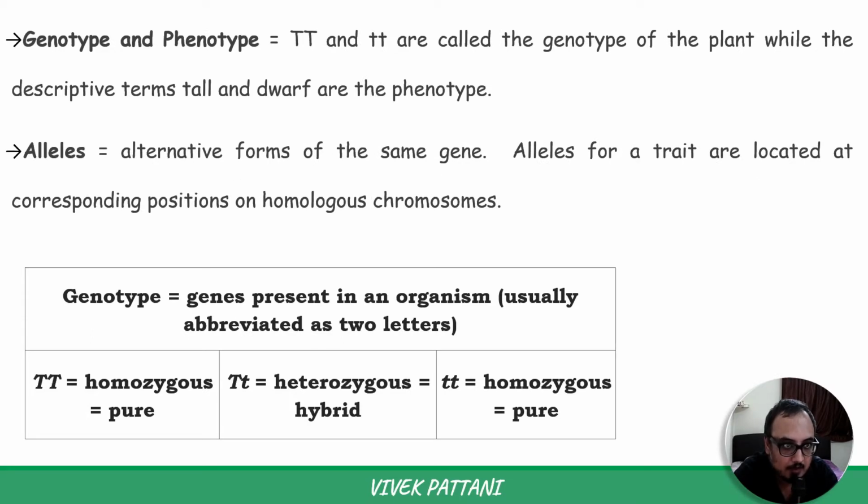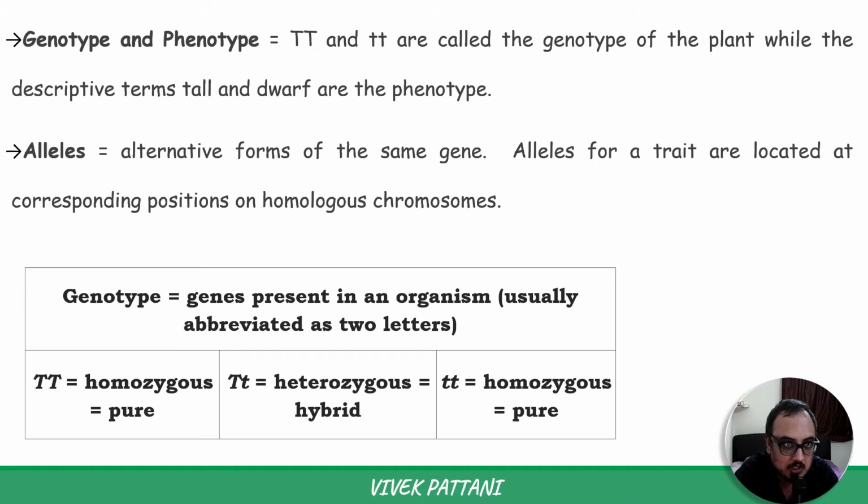Now, genotype and phenotype. Mendel proposed that in a true breeding tall and dwarf pea plant, the allelic pair of genes for height are identical, or homozygous, such as both capital T's and both small t's. One is the dominant one, another is the recessive one.